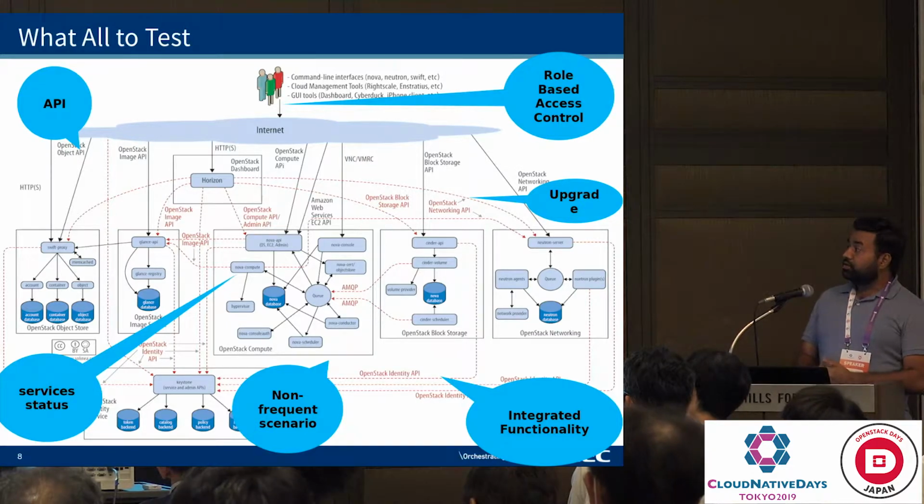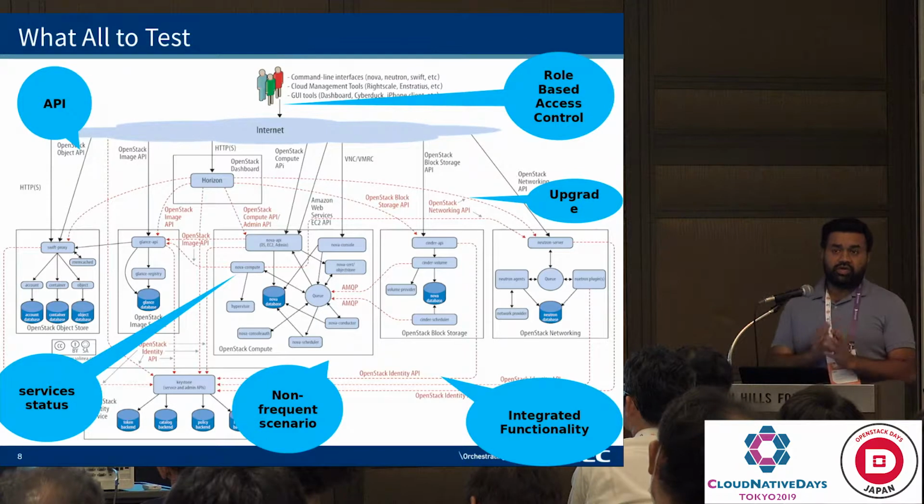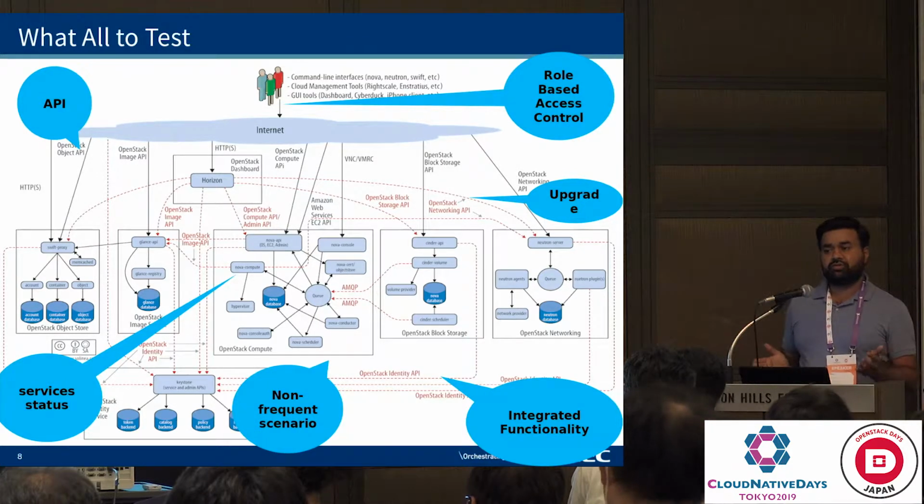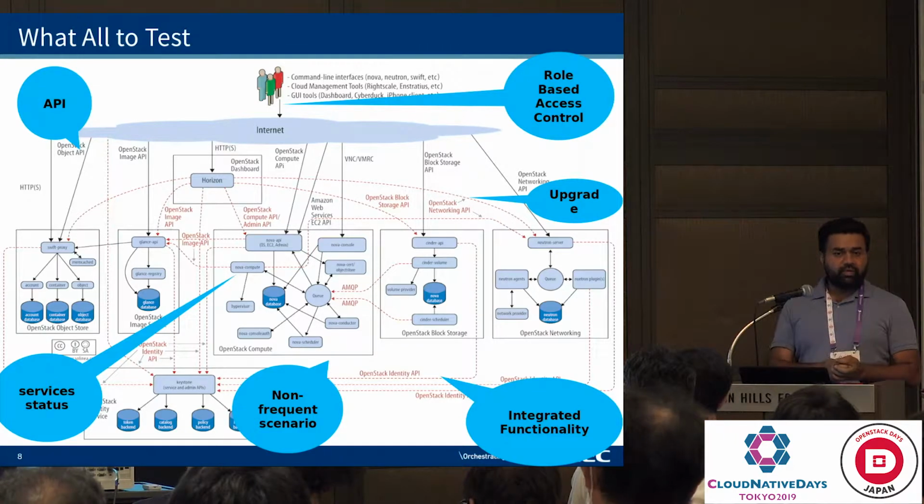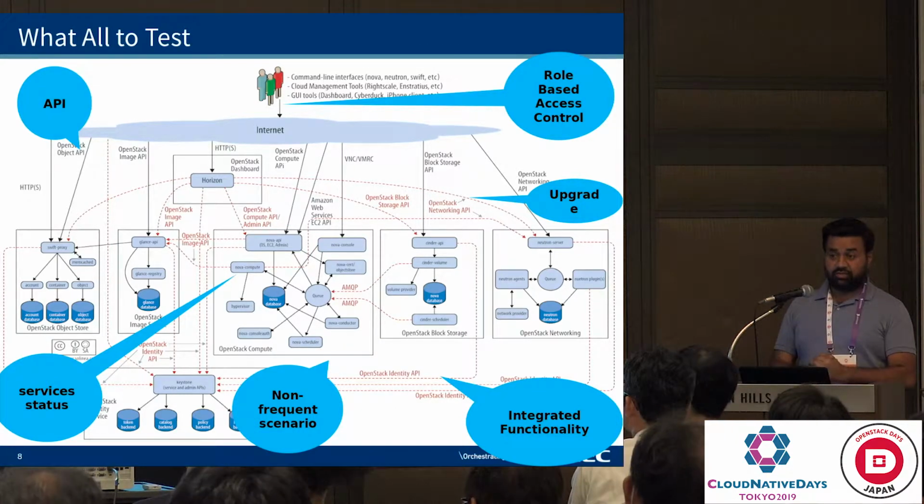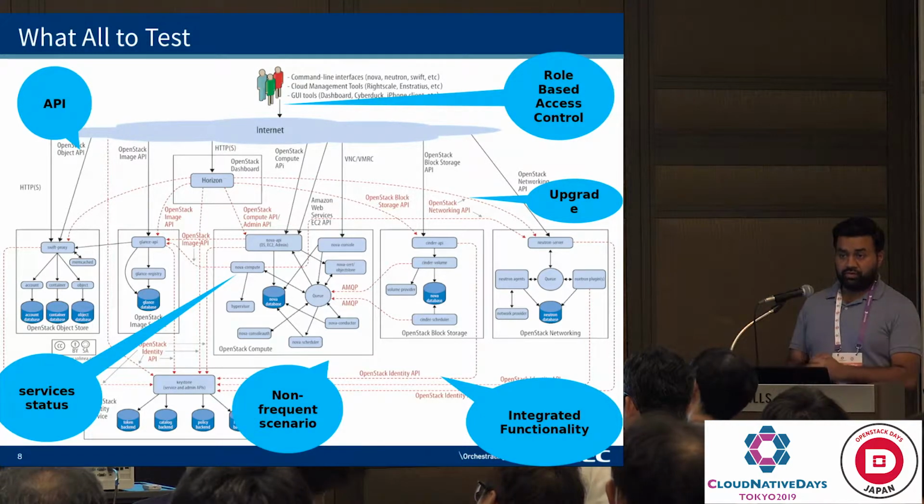Role-based access control. I talked about the policy thing, like controlling API operations based on the user roles, like admin APIs can only be run by the admin. No other user can access those. So those are security things. Obviously, everyone wants to test on their cloud.